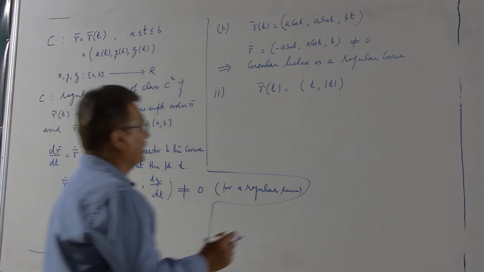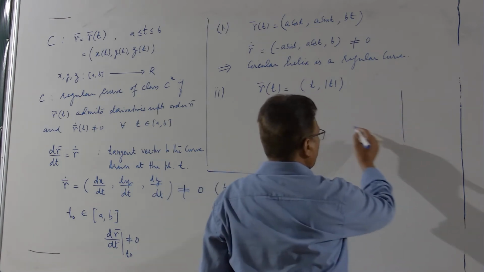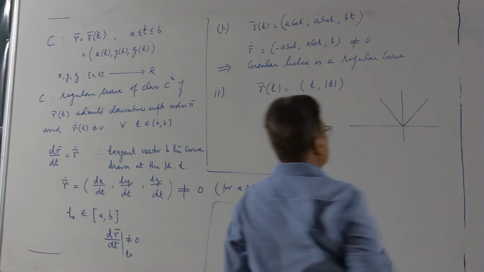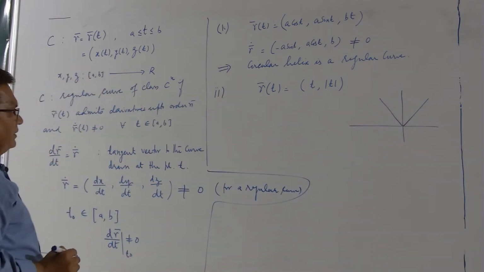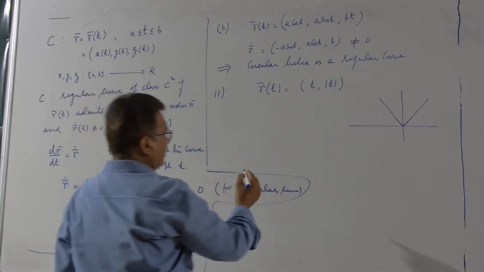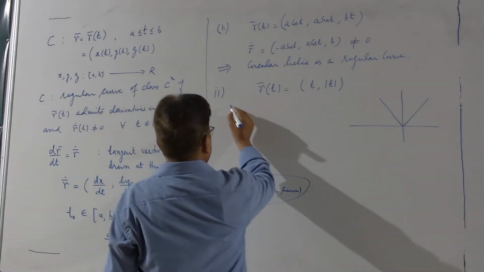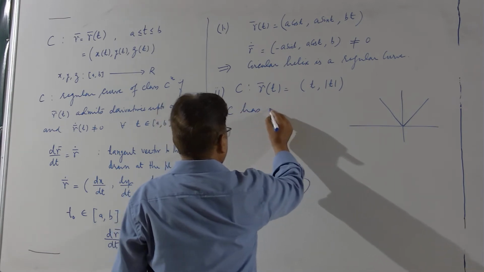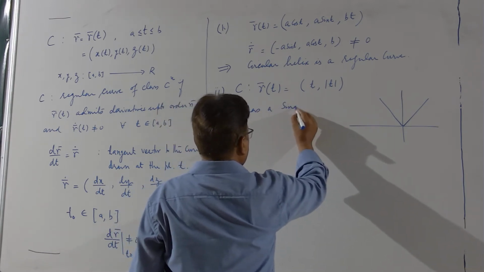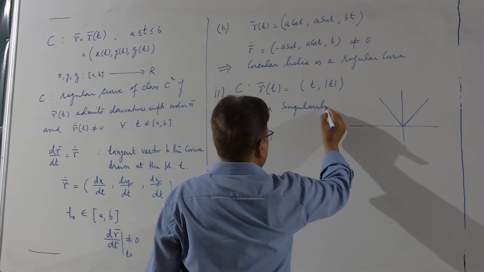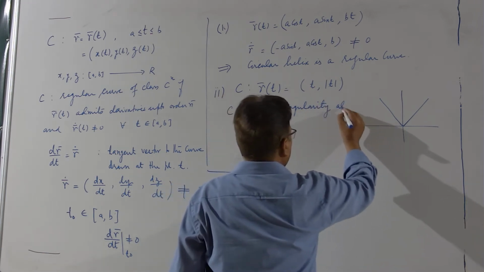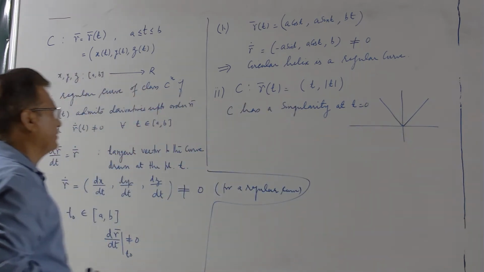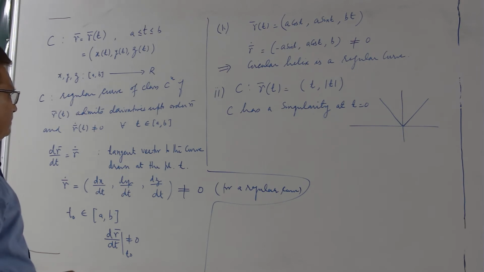If you look at the graph of this curve in a plane, it looks like this, and this has a singularity at t equal to 0. So this curve C has a singularity at t equal to 0. All other points of the curve are non-singular.